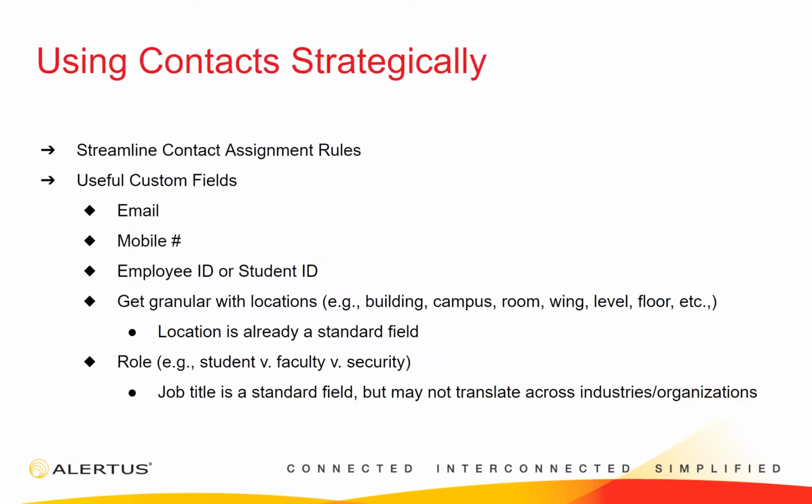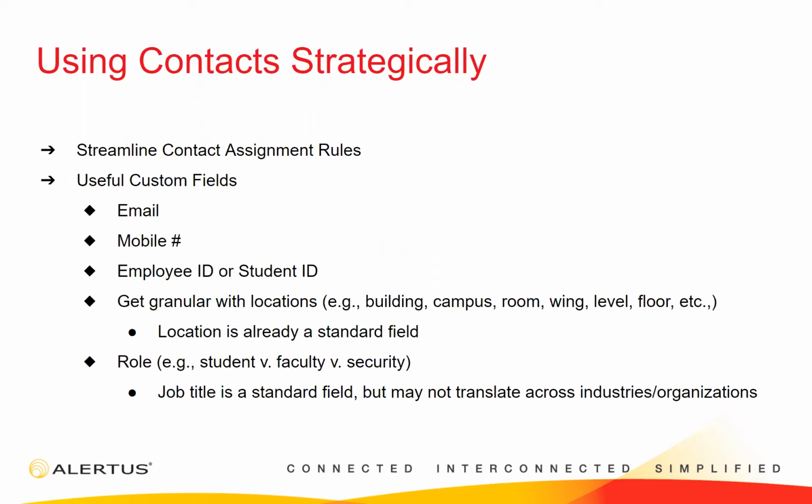Now, let's talk about ways in which customers can take advantage of contacts functionality and use it to their advantage. Since we are now able to use contact assignment rules, which work almost exactly as device assignment rules, except of course now we are assigning people to groups, strategic use of the additional standard fields and furthermore custom fields will help streamline the assignment process. Some great custom fields include email, mobile number, employee ID or student ID.